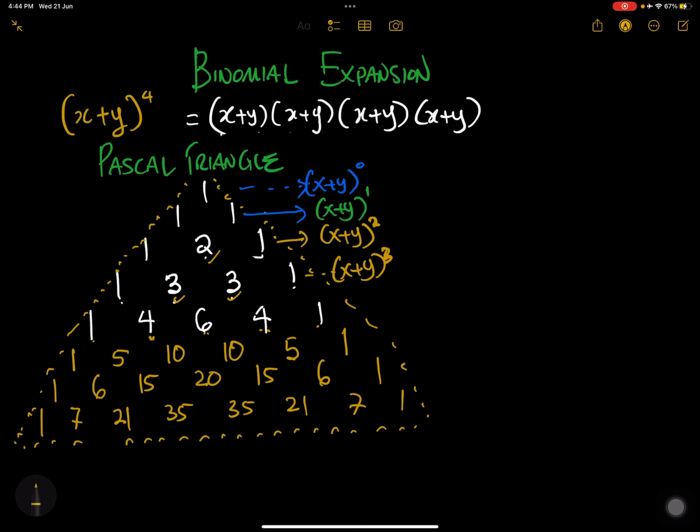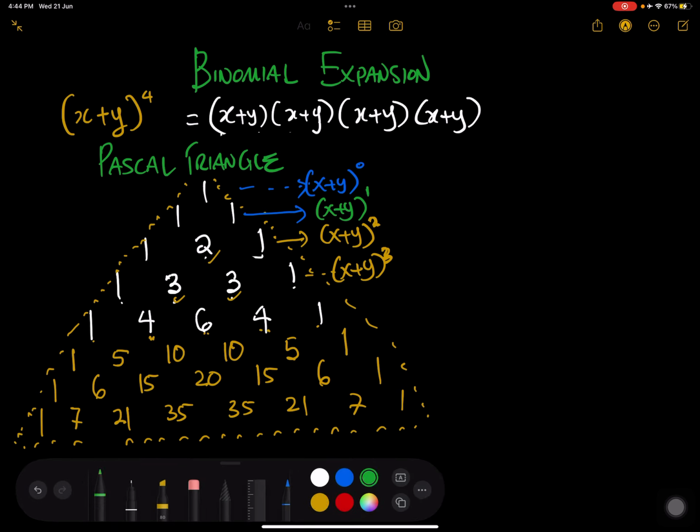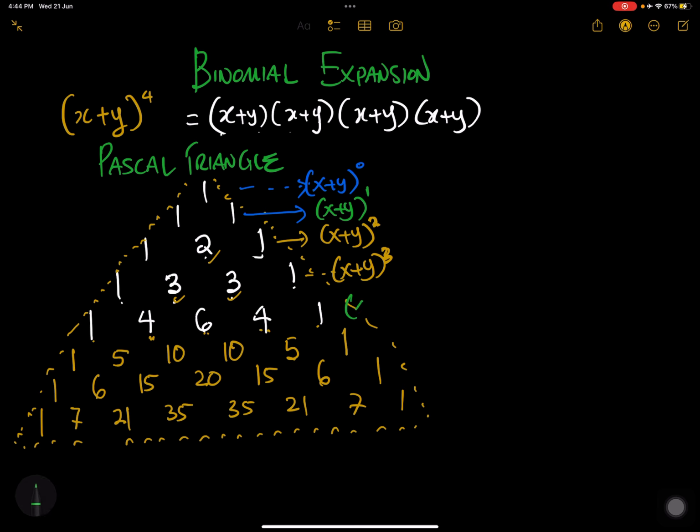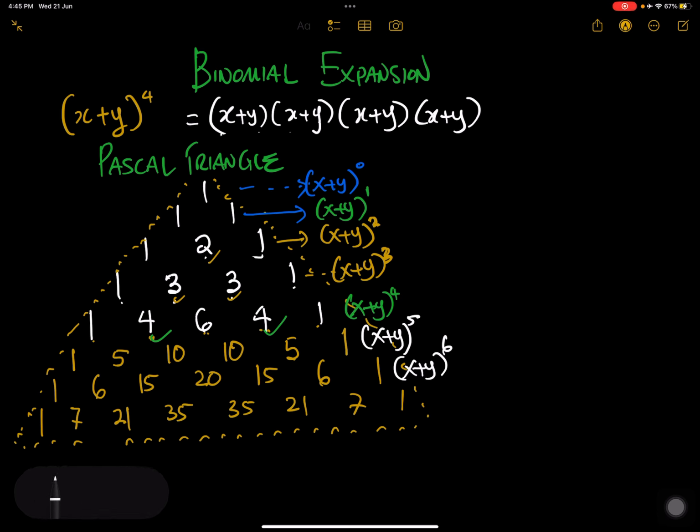And then when we go ahead, the next one is going to be to expand x plus y exponent 4. And you see, we can see the 4 being repeated there. The next one will be x plus y exponent 5. Next one is x plus y exponent 6. And then I think the last one is x plus y exponent 7. Like that. So how are we going to apply this?